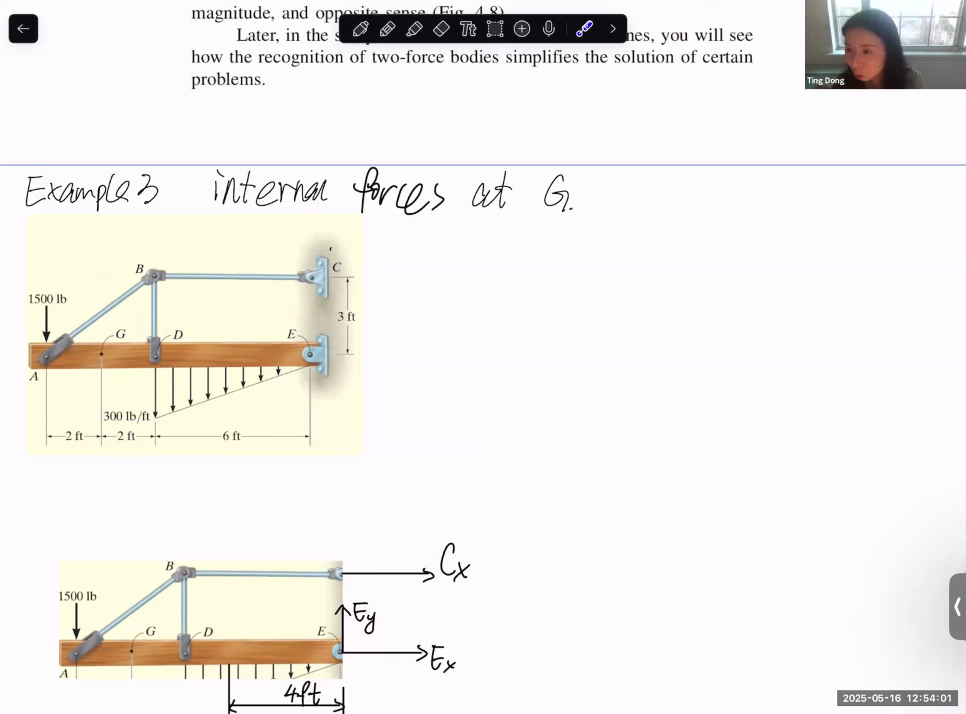Yes, E is a pin joint and E could rotate. You are correct. This is a pin joint. This is a pin joint. This is a pin joint. It can rotate here. It can rotate here. It can rotate here. There's no clamped boundary condition here. Which part is confusing? Did I answer your question?